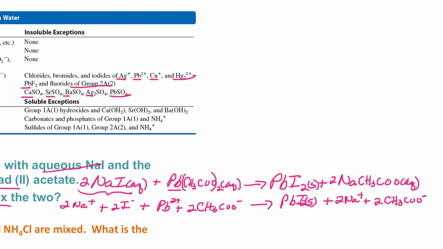So let's take a look, see what we have here. Our sodium ions cancel out. Our acetate ions cancel out. And what I'm left with is 2 iodide plus lead to produce lead 2 iodide. So the reaction takes place between the iodide and the lead ions. So yeah, we have a precipitate form. So a reaction did take place here.